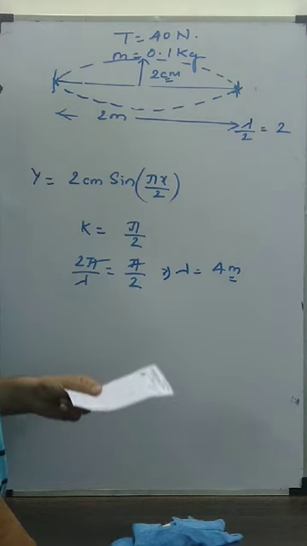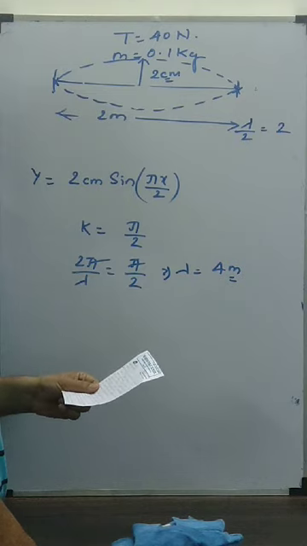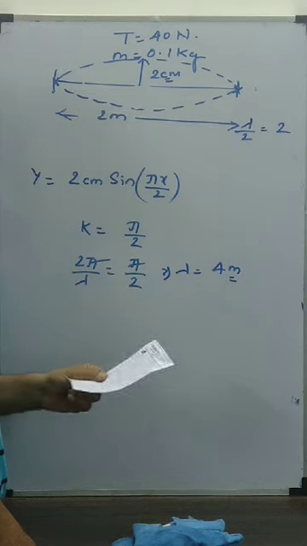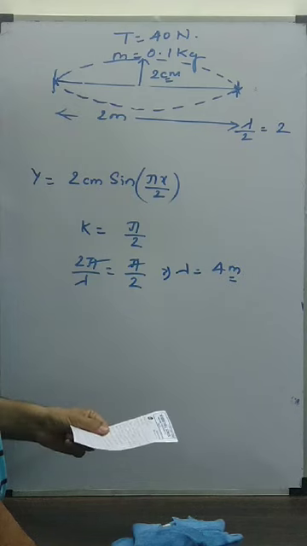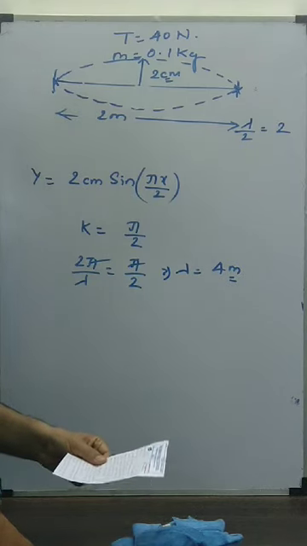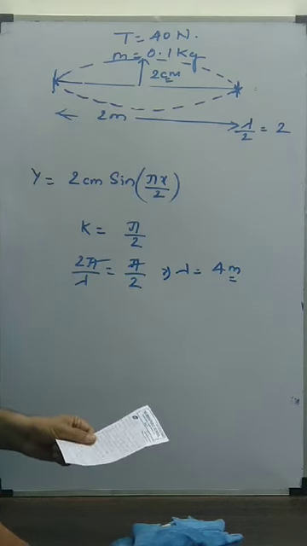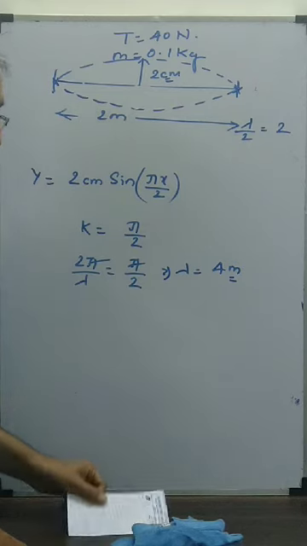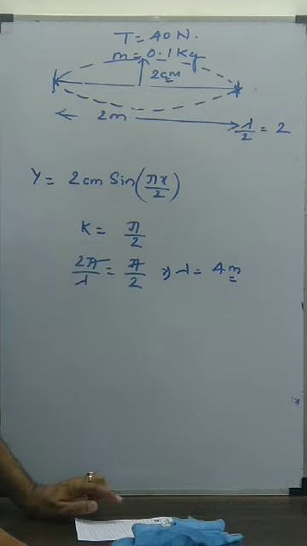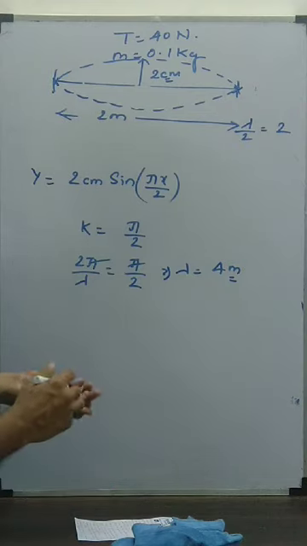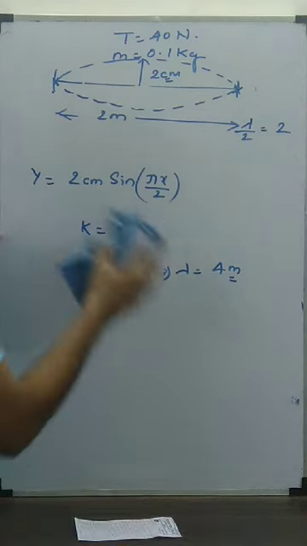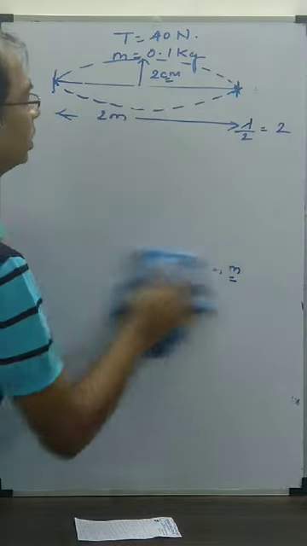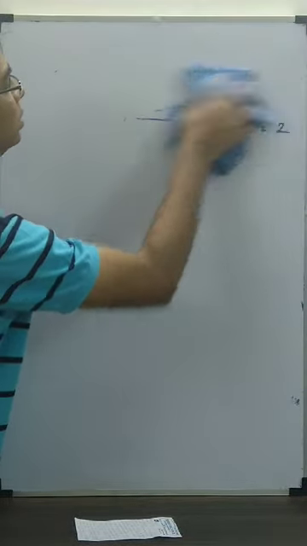At what position on the wire is the kinetic energy maximum? Kinetic energy is maximum near the node. When all the particles are in the node, that means all the particles are in mean position, our string will have maximum kinetic energy. When is potential energy maximum? Potential energy is maximum when it is at the antinode. So when the string is in antinode position, potential energy is maximum, and when it is in mean position, kinetic energy is maximum.